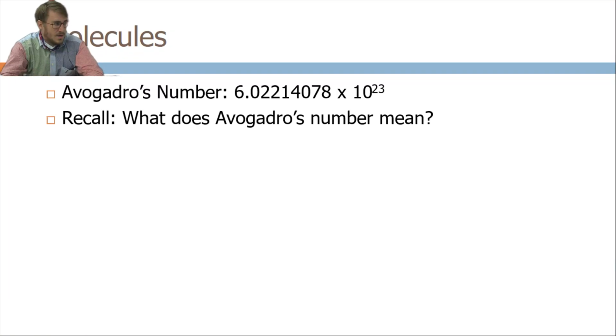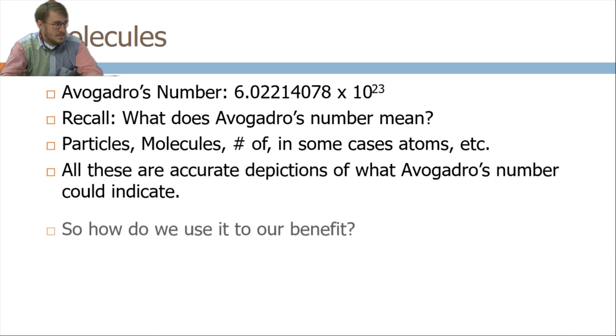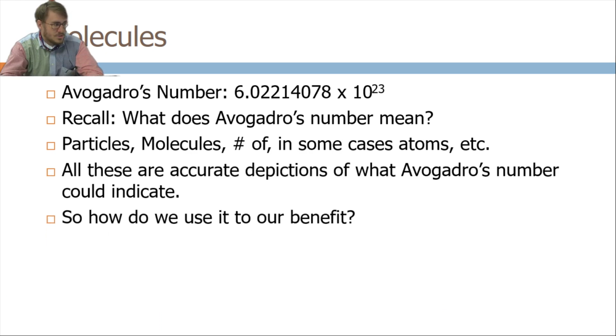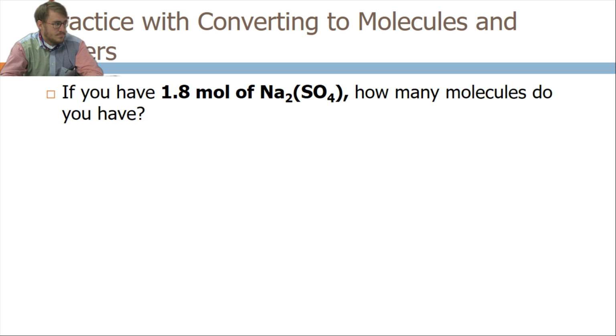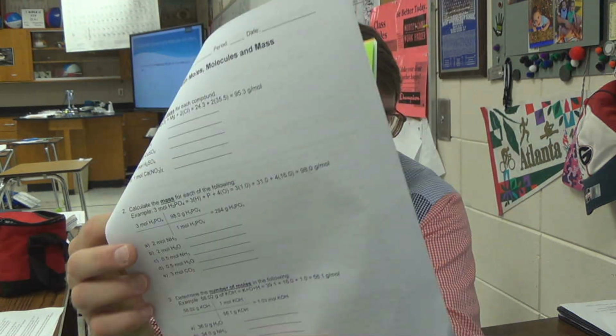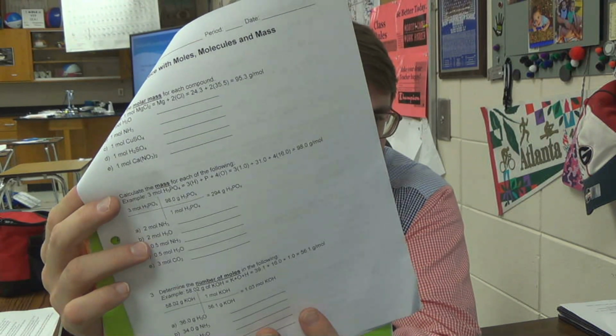Okay, remember Avogadro's number. Think about what it means. It means particles, molecules, and numbers in some cases. And then we would do some practice. Now this practice will lead directly into worksheet 1. So we just told you how to start off worksheet 1, or molar mass practice number 2 and 3. Worksheet 1, let me go back to this video, this other one. This is practice with moles, molecules, and mass.